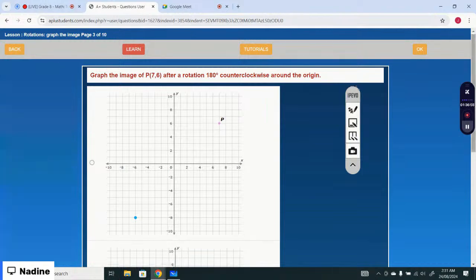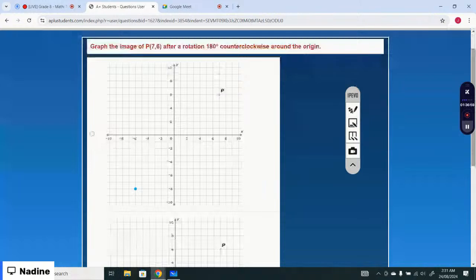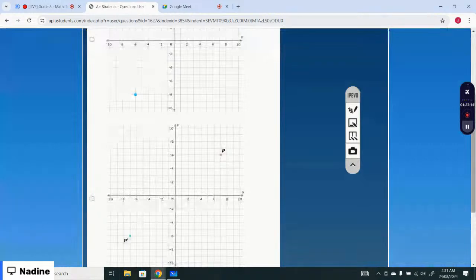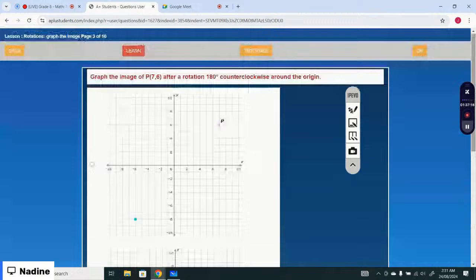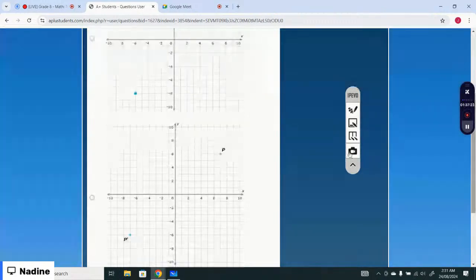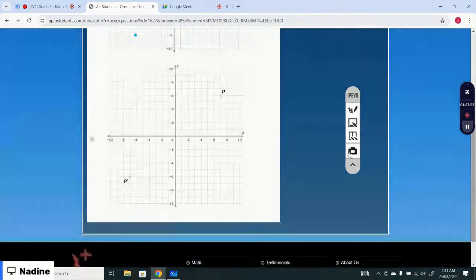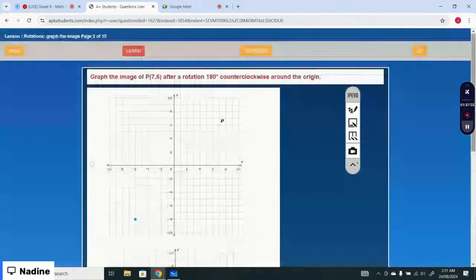So graph the image of P(7, 6) after a rotation of 180 degrees counterclockwise around the origin. So you have the point (7, 6), right? You have to rotate 180 degrees, a half turn. So which is the correct option? That is -7 and -6. Option number 2 is the correct option, right? -7 and -6. Option number 2 is the correct option.